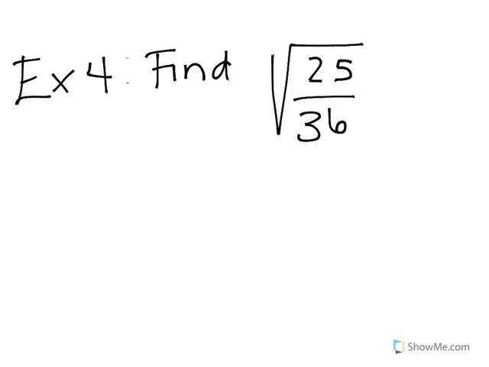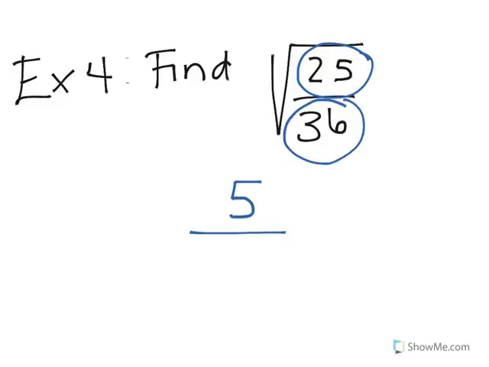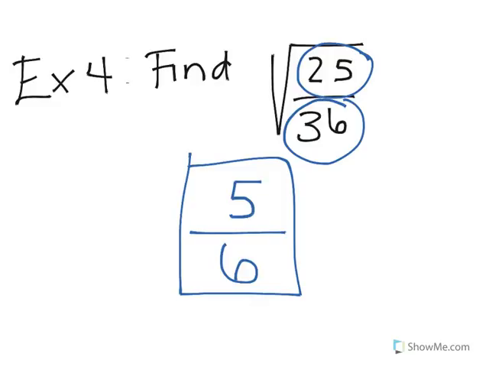My next example is to find the square root of a fraction. Looks a little intimidating, but it's not. We're going to find the square root of 25/36. Let's break this up. What's the square root of 25? Well, I know 5 times 5 is 25, so 5 is the square root of 25. Let's include the fraction bar. Now what's the square root of 36? What two of the same numbers multiply to make 36? 6 times 6 is 36. So my answer is 5/6. Again, all we're doing is taking the square root of the numerator and then the square root of the denominator, and leaving it in fraction form.